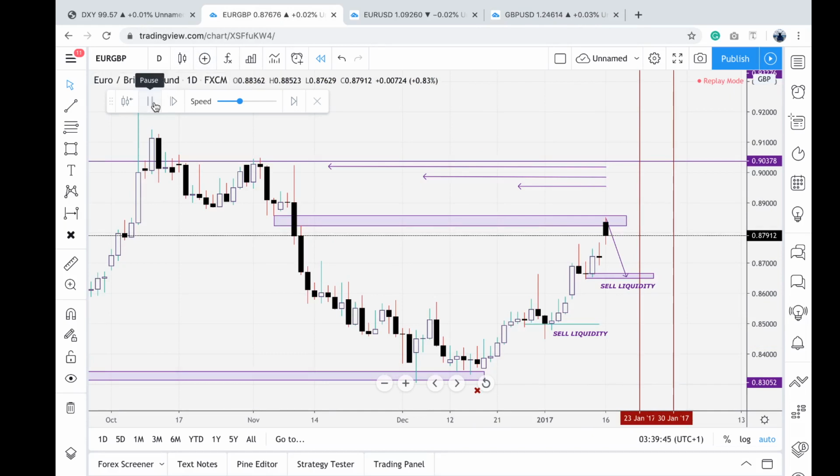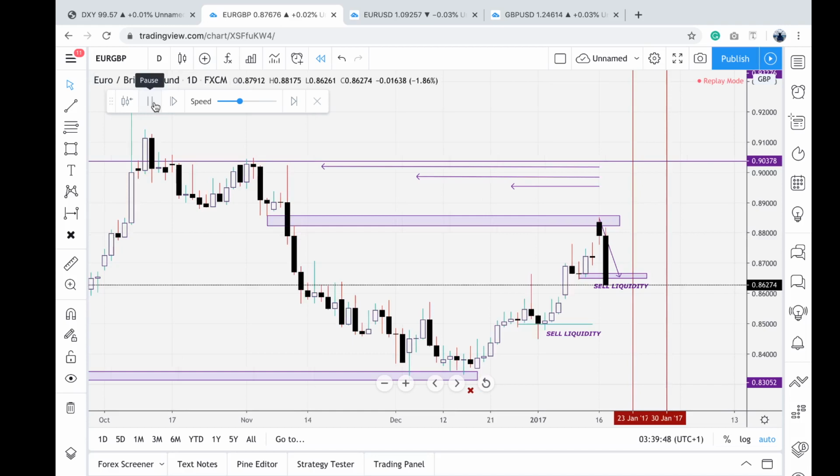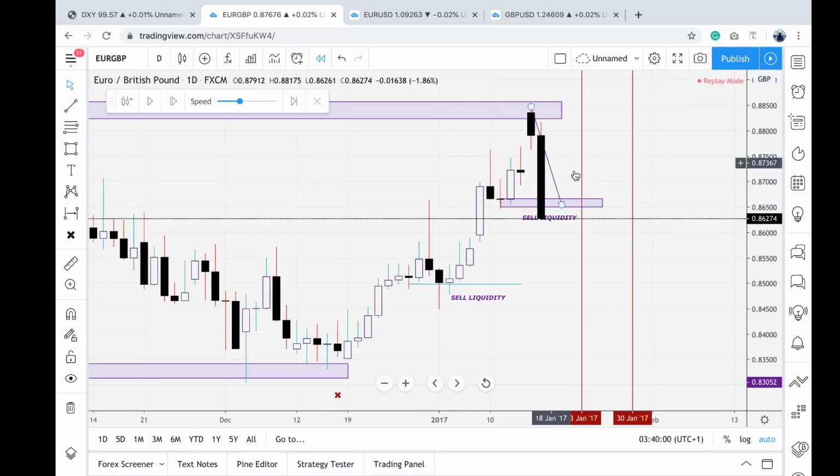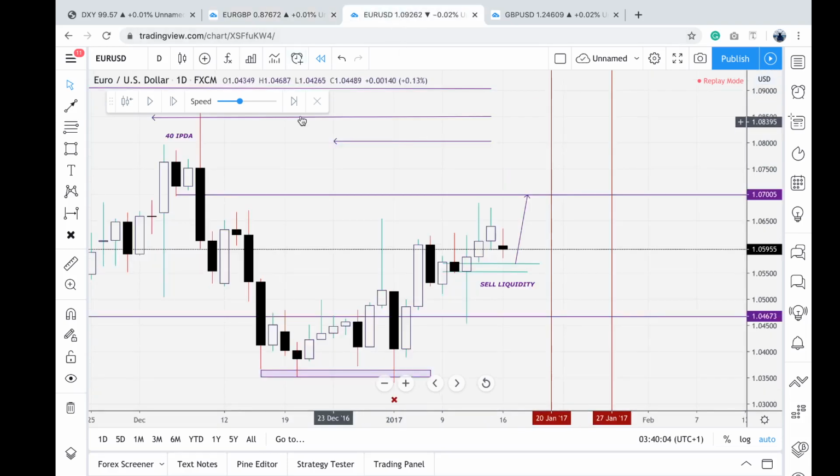Okay, so let's see. All right, so we've taken positions around that level, and our target is met on Euro pound. So if we're taking trades of this level, that would have been a very, very good trade. And Euro US dollar, looking for higher prices.